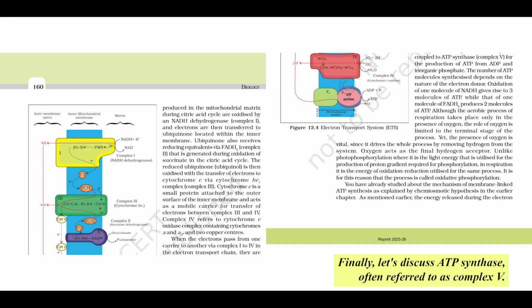Finally, let's discuss ATP synthase, often referred to as complex V. This remarkable enzyme is precisely positioned to harness the energy from the proton gradient to synthesize ATP. It acts like a tiny molecular turbine. ATP synthase consists of 2 major components, important to distinguish for your exams, F1 and F0.